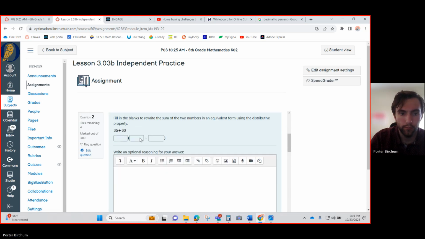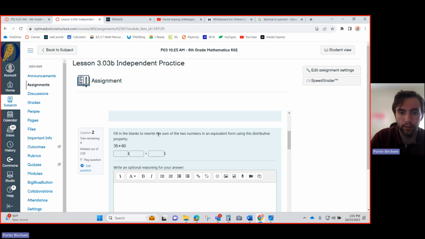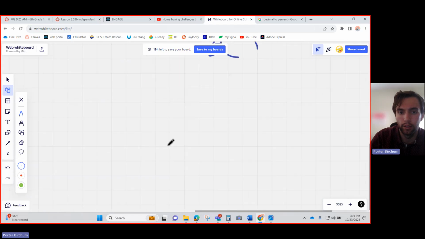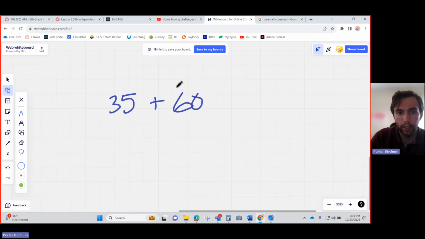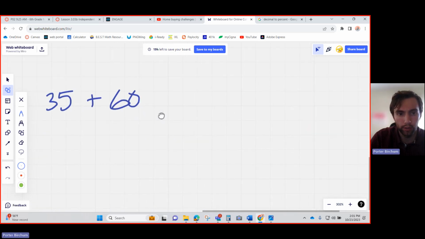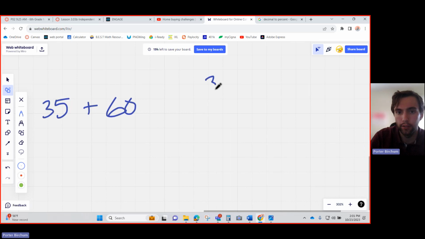Nice. Okay, 35 and 60. Fill in the blanks to rewrite the sum of the two numbers in an equivalent form using the distributive property. 35 and 60. We are not adding, we are rewriting this expression. So first, let's find the common factors. I'm going to do that by making a list of factor pairs for 35 and 60.